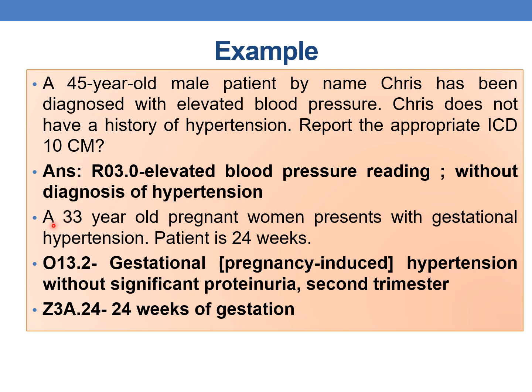Let us see one more example. A 33-year-old pregnant woman presents with gestational hypertension and the patient is 24 weeks pregnant. So the patient has gestational hypertension and the weeks of gestation are 24 weeks. This comes under second trimester. From 14 to 28 weeks, it comes under second trimester. So the appropriate codes are O13.2, gestational or pregnancy-induced hypertension without significant proteinuria, second trimester, followed by Z3A.24, 24 weeks of gestation.